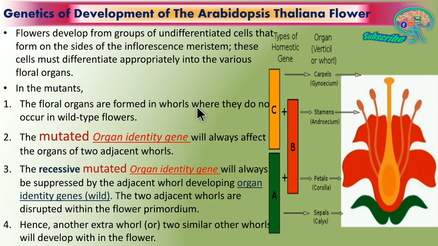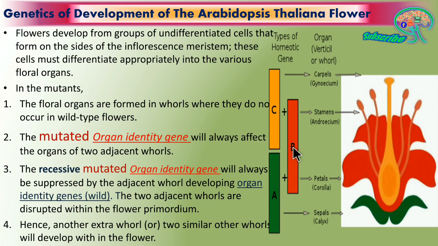Here, flower primordium means the inflorescence meristem, which is responsible for developing the 4 different organs of the flower. Hence another extra whorl, or 2 similar whorls, will develop within the flower. So if you mutate one of the organ identity genes, that mutated gene will not develop into its organ, but the other organs can influence that part. For example, if you mutate class A genes, the carpels can develop at the sepal position. Because of that, there will be 2 whorls of carpels.